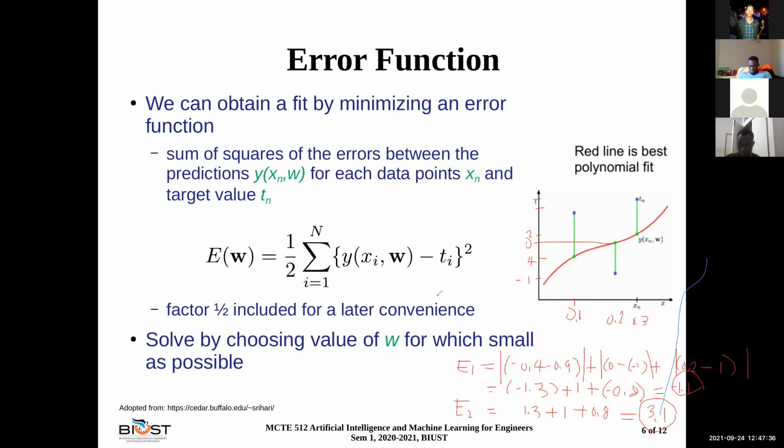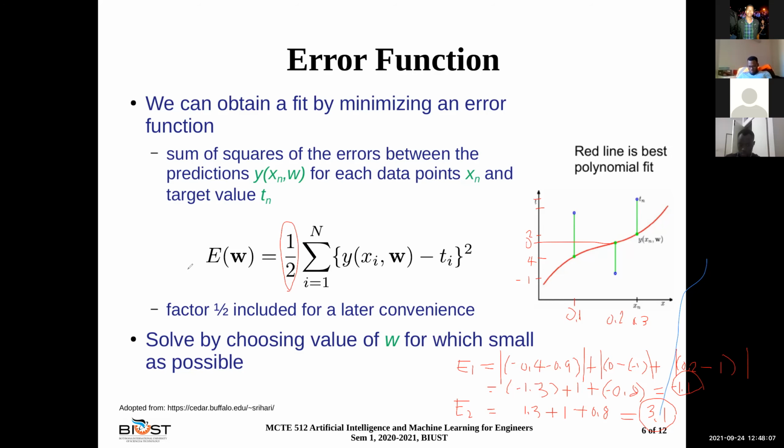We square the error. So this is the equation: the function minus the target, we square them, and then we add all of them together. That's just the total error. The 1/2 is included just for convenience, so that when we take the derivative, the 2 will go away.